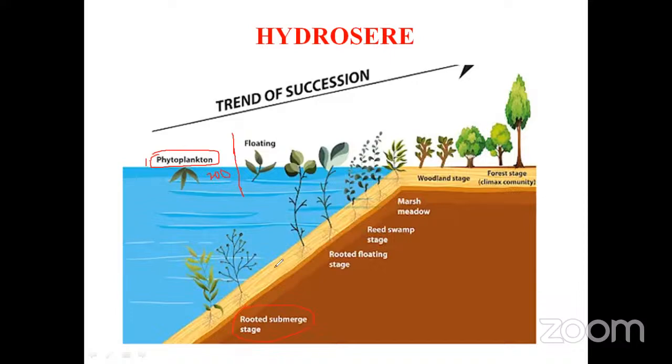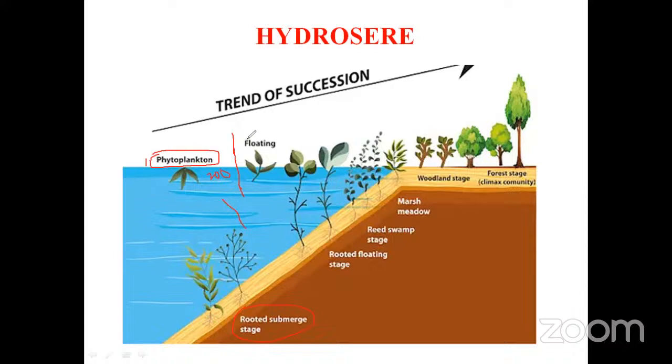Right. So in this initial stage, a number of submerged aquatic plants such as Hydrilla are completely immersed inside the water. Hydrilla, Potamogeton, Ceratophyllum, Vallisneria, they are the submerged plants. Some submerged plants are rooted, and some are not attached by roots, just floating inside the water.